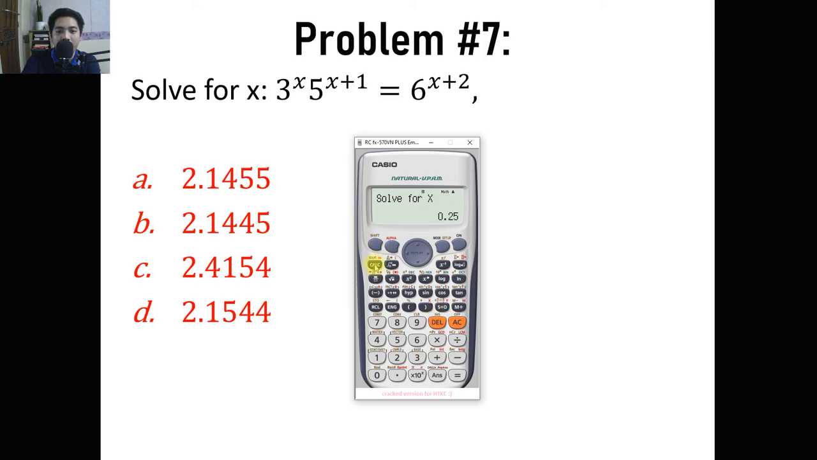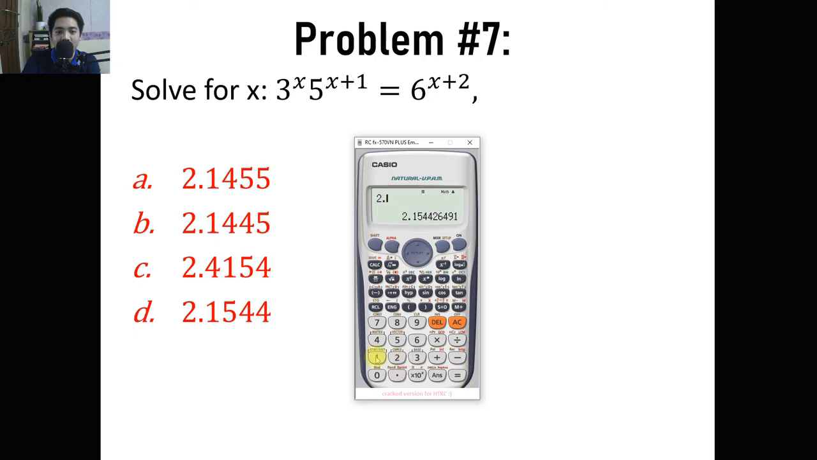We can shift solve and the calculator will ask us for an initial value. Since this has small discrepancies, we can start with letter A. 2.1455. Okay, the answer is 2.1544, which is not the same as letter A, which is letter D actually. So let's try again letter B just to be sure.